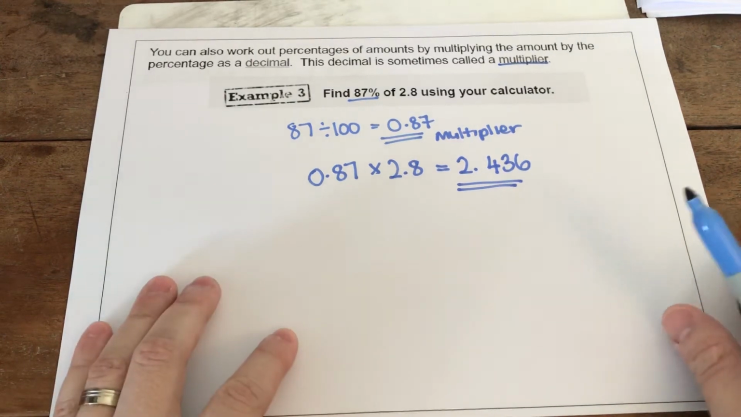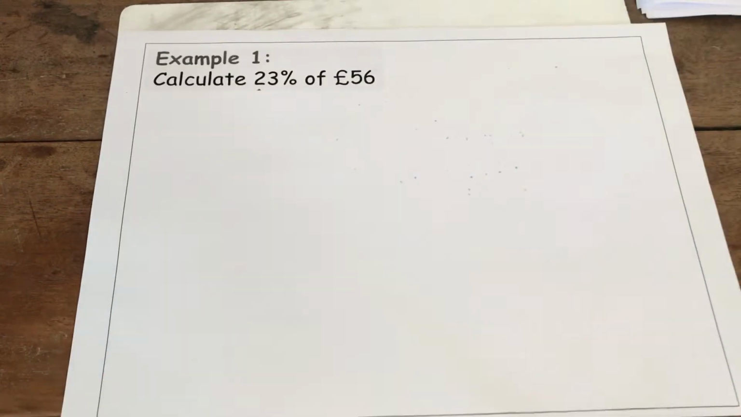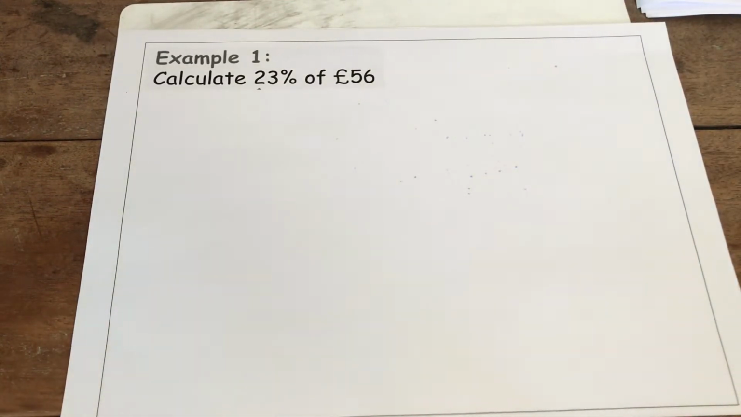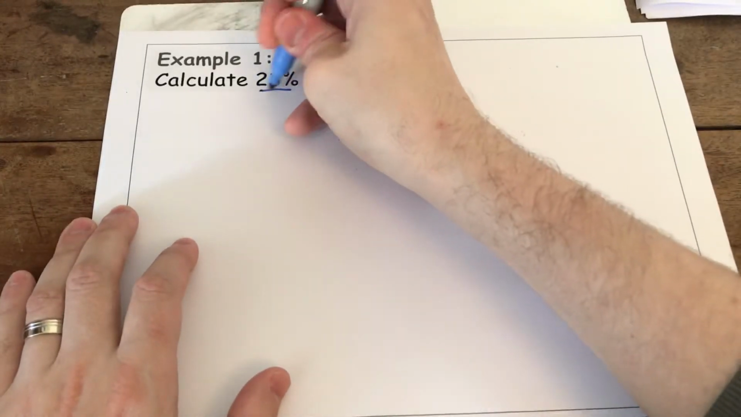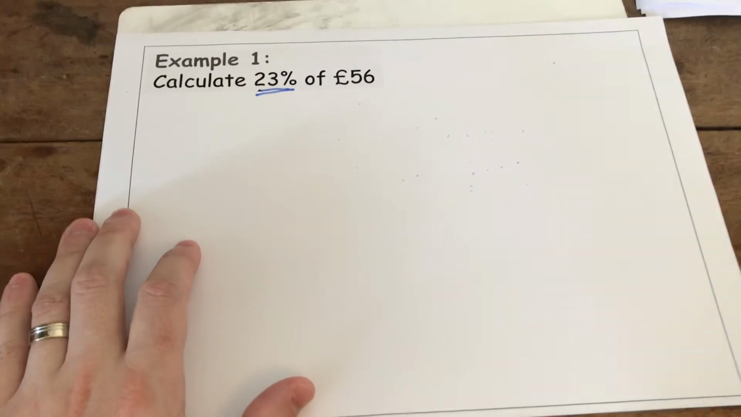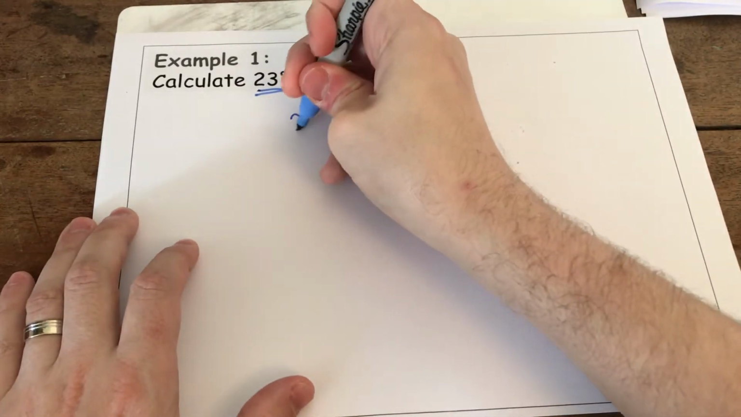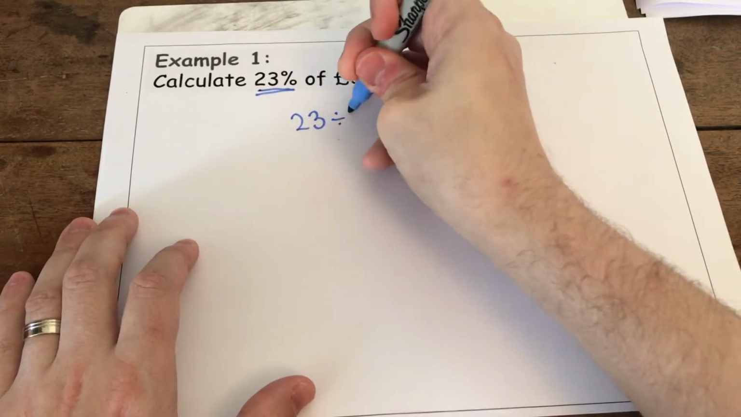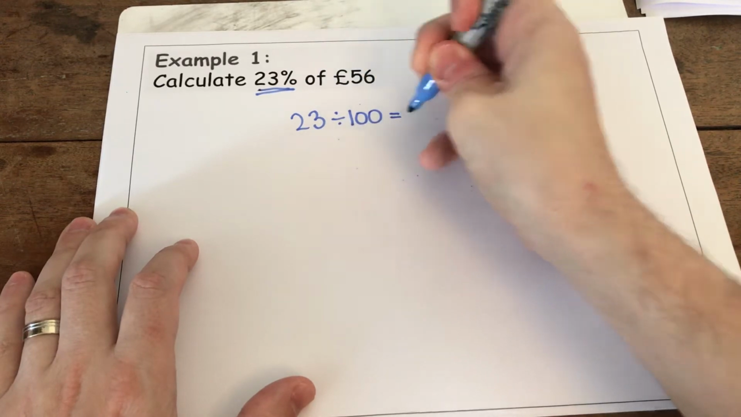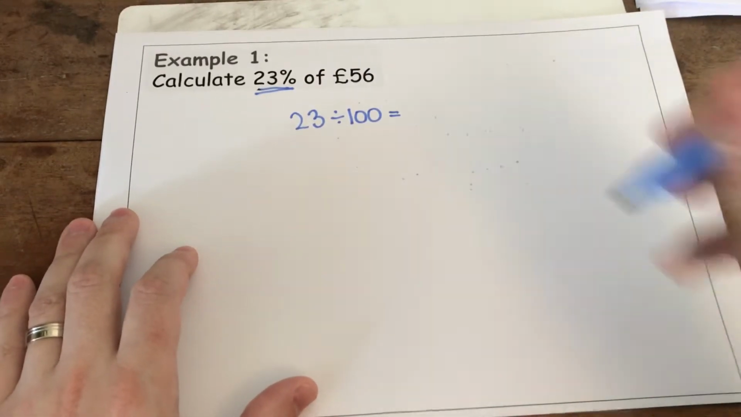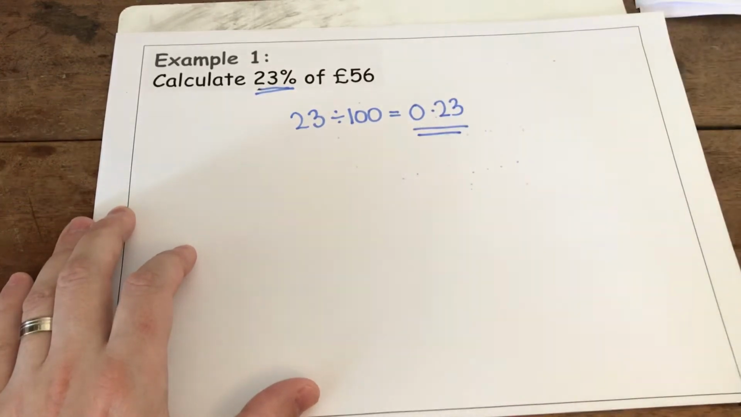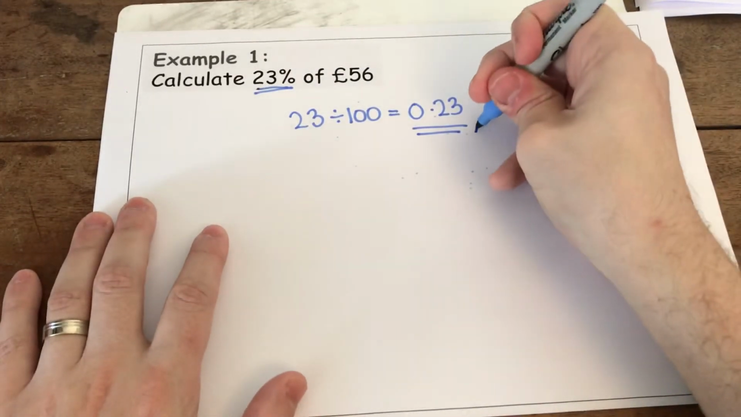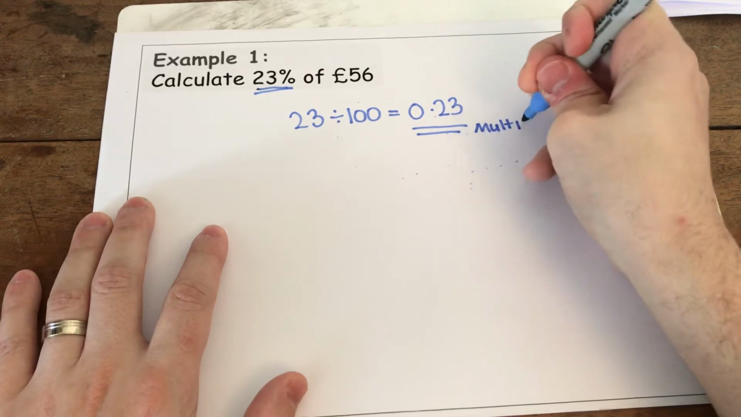I'll go through another example like this. In this question, it says 23% of 56. Again, you want to turn this into a decimal because that will be our multiplier. So we do 23 divided by 100. Again, we divide it by 100 because a percentage is out of 100. That gives us our decimal value of 0.23. Again, this is called our multiplier.